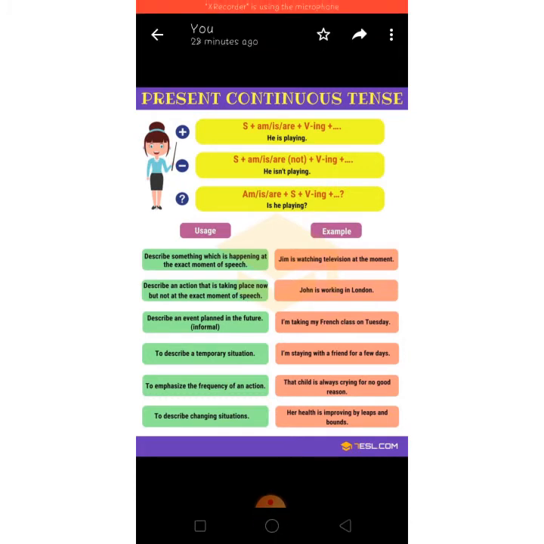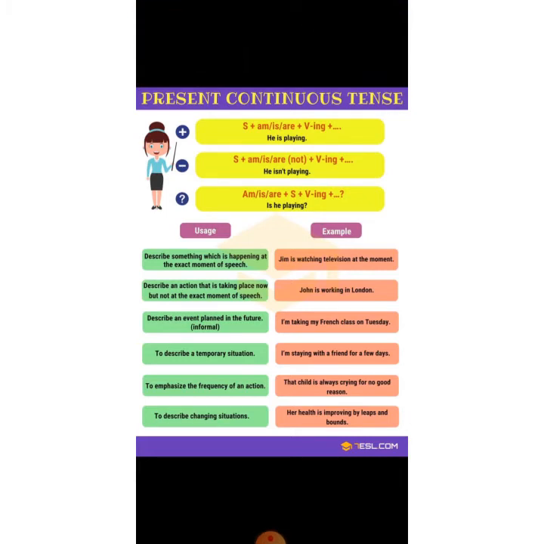Okay, usage number 5, to emphasize the frequency of an action. Okay, untuk menceritakan tentang kekerapan, the frequency. For example, the child is always crying for no good reason. So, okay, always, the word always to emphasize the frequency of the action.